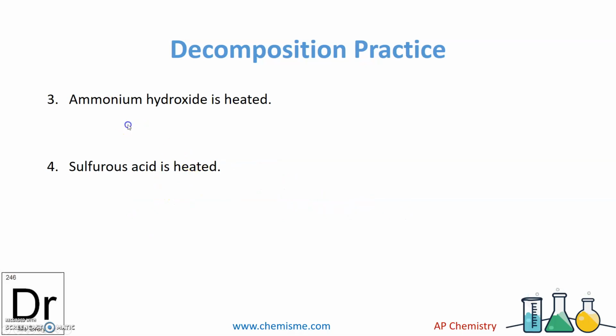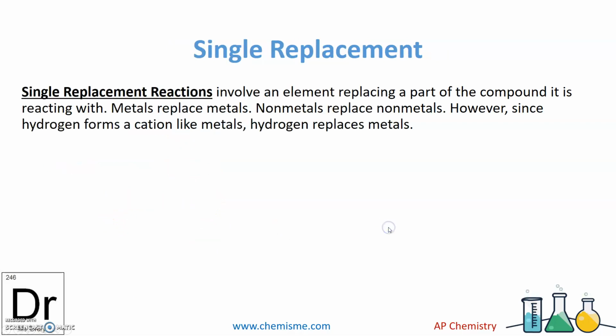Ammonium hydroxide is heated, is NH4OH. I can remove an NH3 from that and get water left over. And sulfurous acid, I can remove SO2 and get water left over. So you're seeing these gases over and over again. Our third type of reaction is single replacement, involving an element replacing part of a compound it's reacting with.